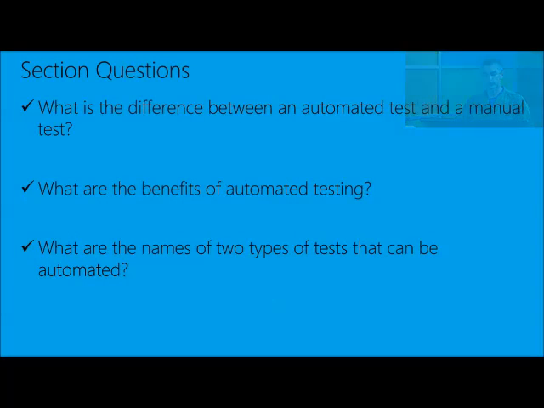So let's talk about the section questions for this 6.1 section. What is the difference between an automated test and a manual test? An automated test runs unattended, while the manual test is conducted by a human. Right. What are the benefits of automated testing? We've talked a lot about them. Kind of give us, what do you think is the top benefit?